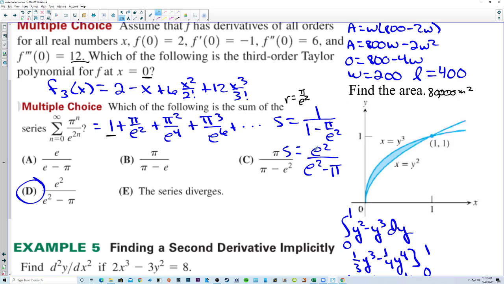We can multiply everything by e squared, and that gets rid of that complex fraction. So you get e squared over e squared minus pi.